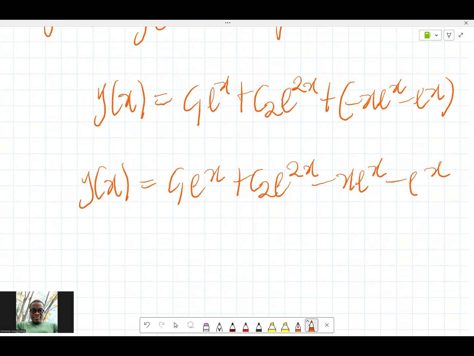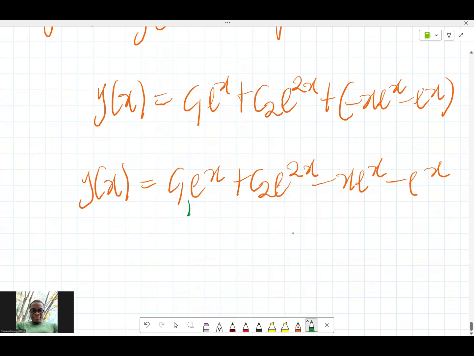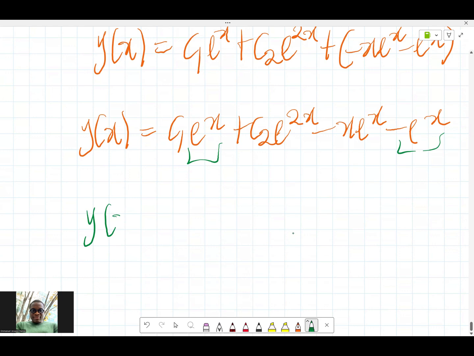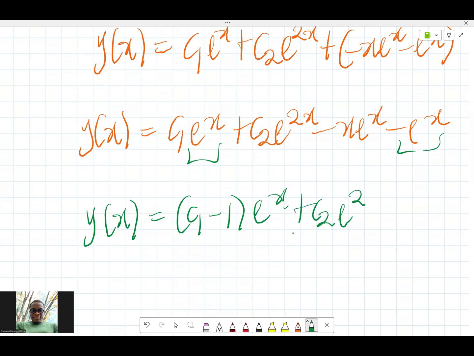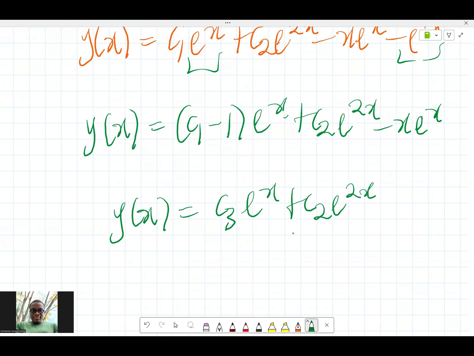Now, the thing here is that this e^x and this e^x are about the same thing. So we can factorize. So we have y of x equals (c1 minus 1) e^x, that's putting those two together, plus c2 e^(2x) minus x e^x. Okay, so c1 is a constant, 1 is also a constant, so we can say y of x equals c3 e^x plus c2 e^(2x) minus x e^x. This is the general solution now.